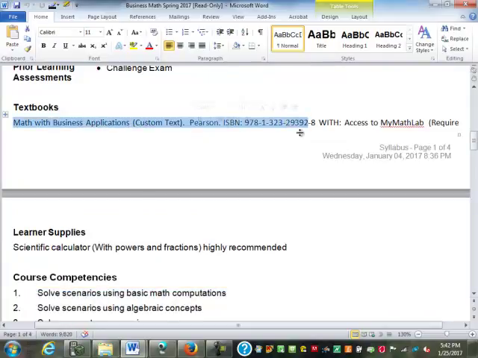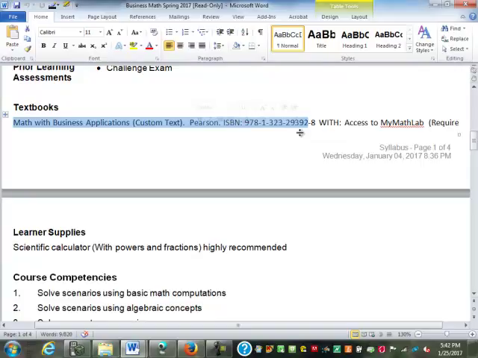Hopefully you guys have this one here. Probably can't see it well on camera, but it says business math. It is a math with business applications down below. It has our course number. This is custom published for WITC. That has a couple of advantages.